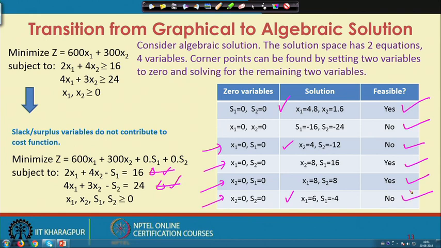So, it is possible for me to solve algebraically this set of equations, where I have two equations and 4 variables, by setting 2 variables to 0 and solving the remaining. I have 6 scenarios and I find that 3 solutions are feasible, 3 solutions are not.